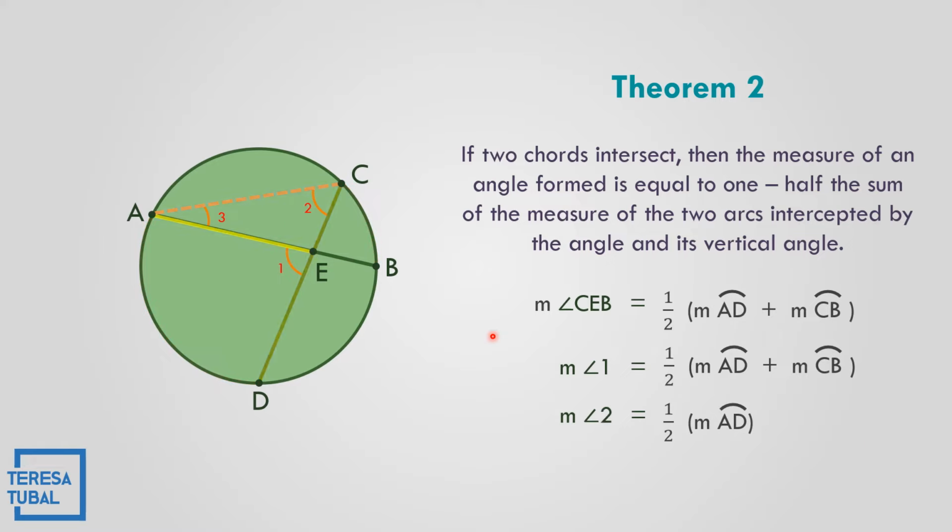So what if we need to identify angle 2? Angle 2 is an inscribed angle. So for the inscribed angle, we need to use the inscribed angle theorem. It means the measure of the angle 2 is equal to 1/2 the measure of the arc AB. What if we need to identify angle 3? Angle 3 is an inscribed angle, so it means 1/2 the measure of the arc CB. So let us apply.